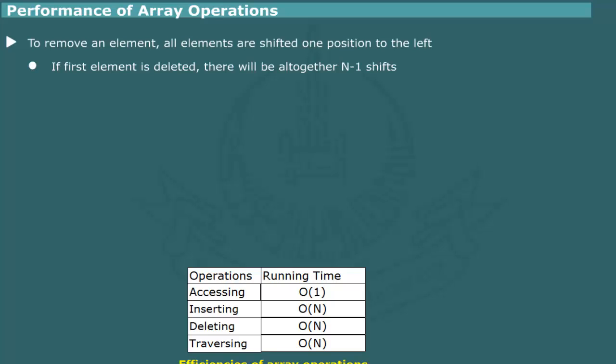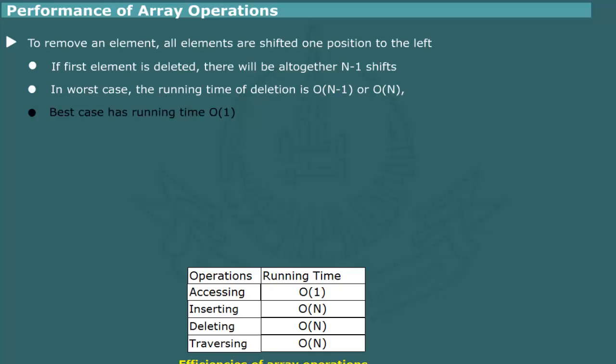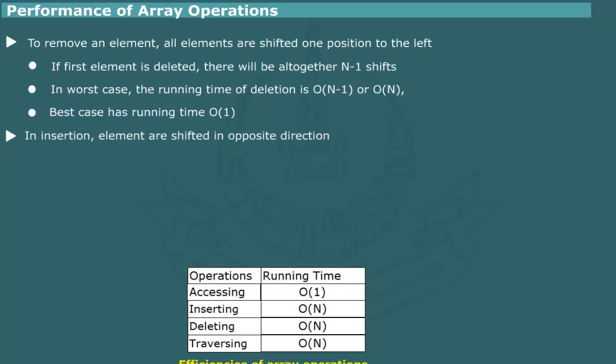Since shifting is the only major operation in deletion, we can conclude that the running time of deletion is O(n-1) or O(n) in the worst case. If the last element is to be deleted, no shifting would be involved. Thus, best case has running time O(1). The insertion operation is similar to the deletion operation, except that elements are shifted in the opposite direction. Thus, in worst case, the running time of insertion operation is O(n).